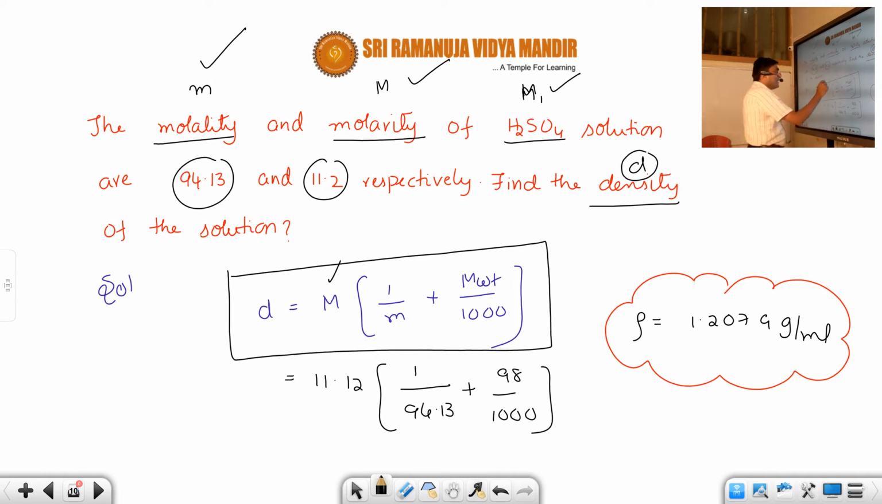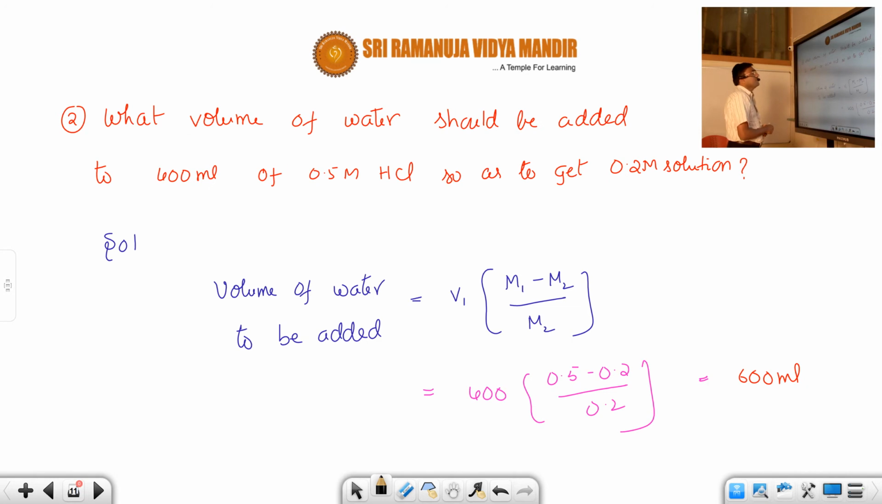So M is the molarity, 11.2. Now this is the molality, small m. This is the molecular weight M1, and by 1000. So directly you get the density. So here there is no effort associated with it. The effort is only memorizing the formula and understanding how the derivation has been carried out. I hope you understood, students. Now let us move on to the next question.